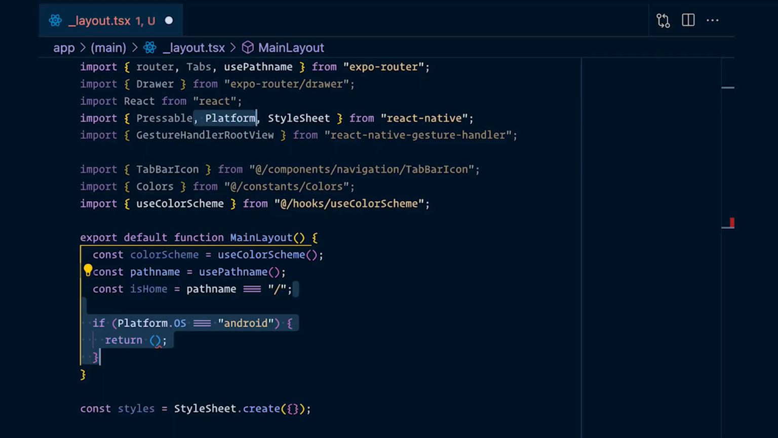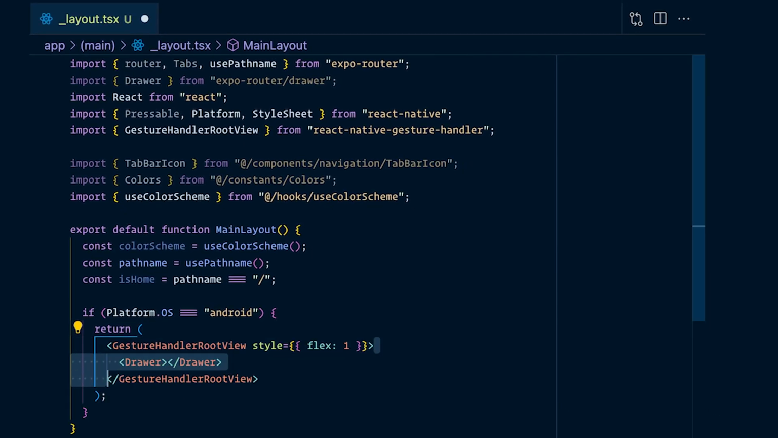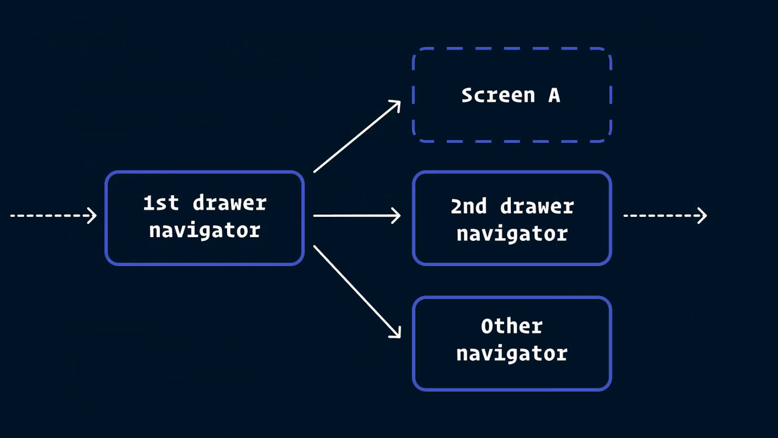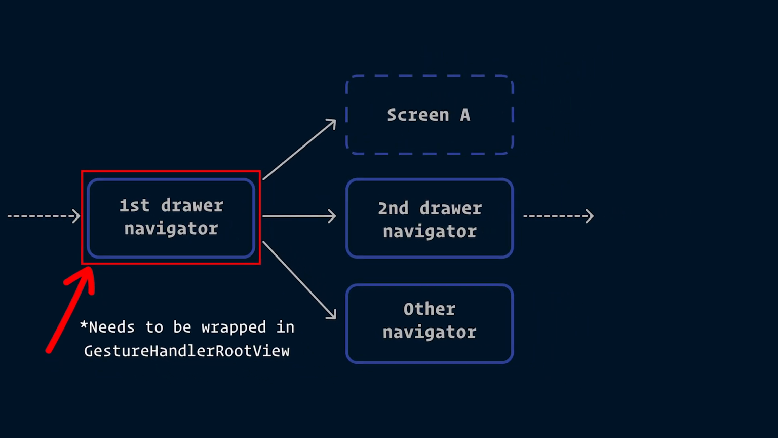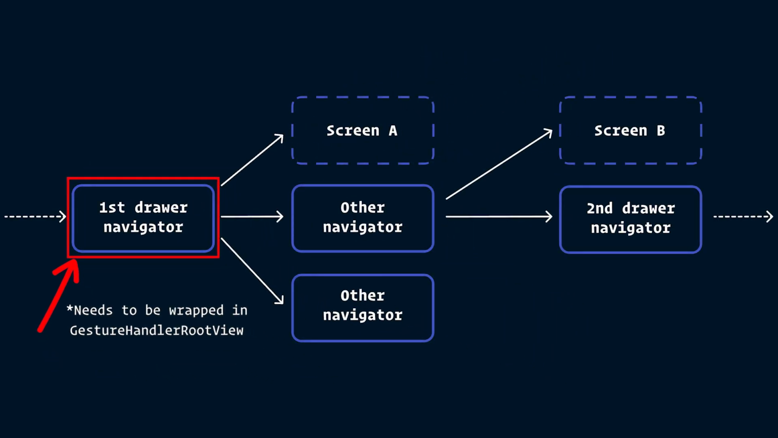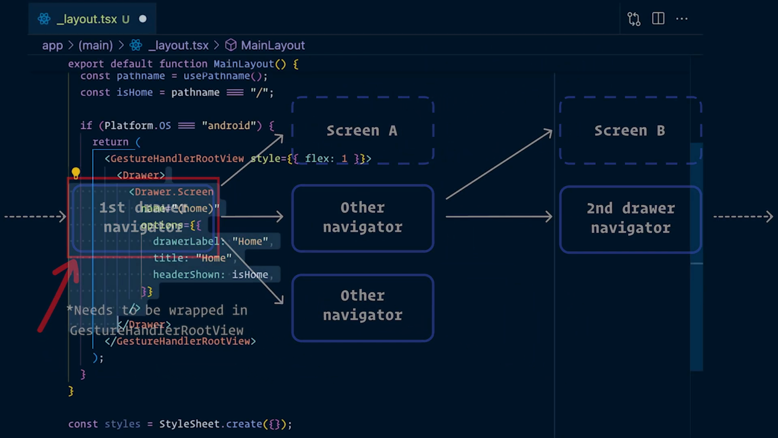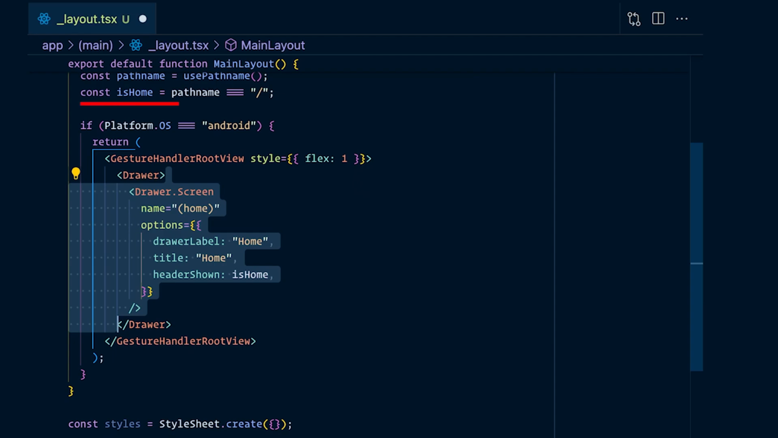The drawer navigator needs to be wrapped in a gesture handler view, but this gesture handler view only needs to be in your navigation stack once. So if you have multiple drawers in your navigation stack, just put this gesture handler at the highest level so all of the drawers are wrapped in it once. Since you're nesting a drawer with a stack navigator, you can use the isHome variable that you created earlier to only show the header for the drawer on the home screen and otherwise hide it.